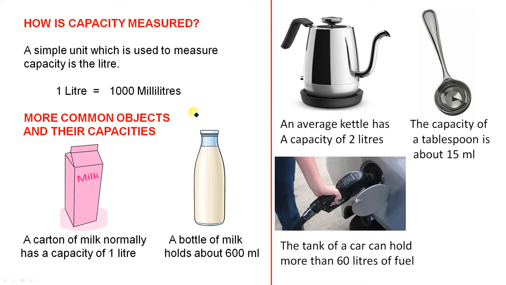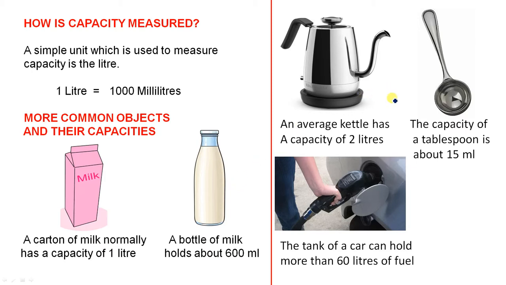So what does that actually mean in real life? Well, let's look at some common objects and their capacities, and that'll give you a rough idea about how much liquid this is. So a carton of milk normally has a capacity of 1 litre. So we've all seen and held a carton of milk, say from the supermarket. A bottle of milk holds about 600 millilitres. So it's just over half a litre.